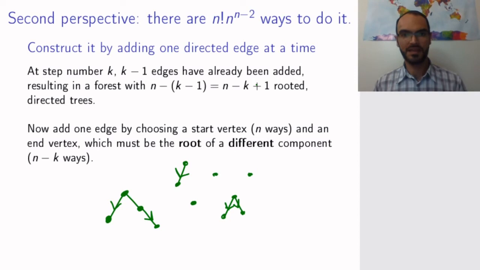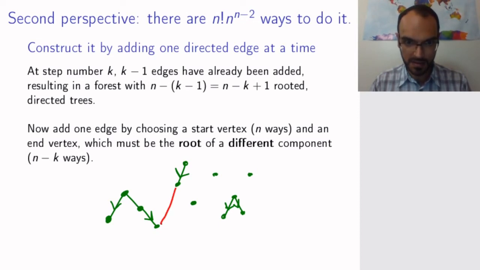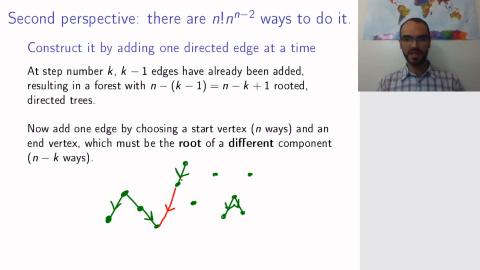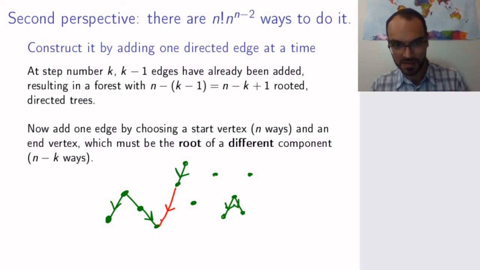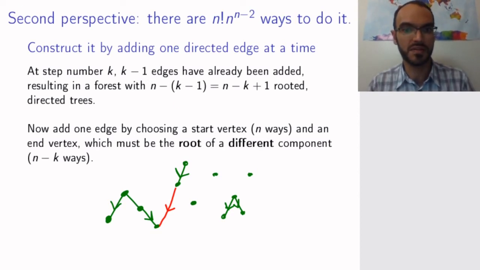So now I want to put my kth edge, but I can't put my kth edge randomly. For example, if I put my kth edge like this, this won't work because now where will my root be? I'm not having one unique root from which everything goes away, because here you see you have a sequence where these two collide. It's not the way a rooted directed tree works. So here is the way to add your edge.